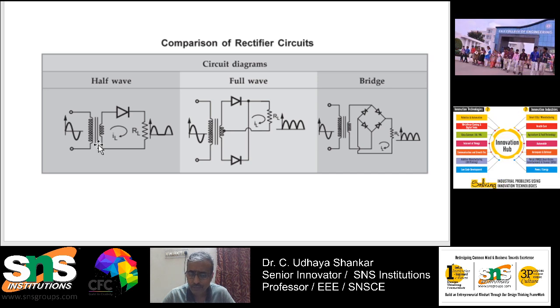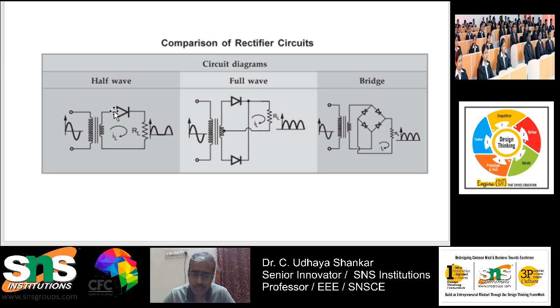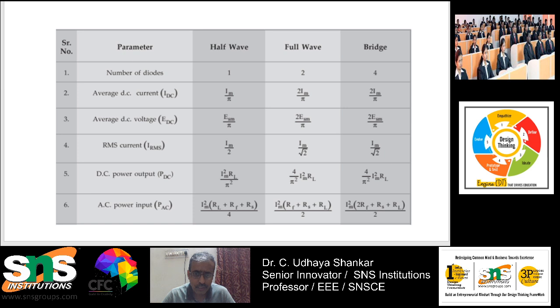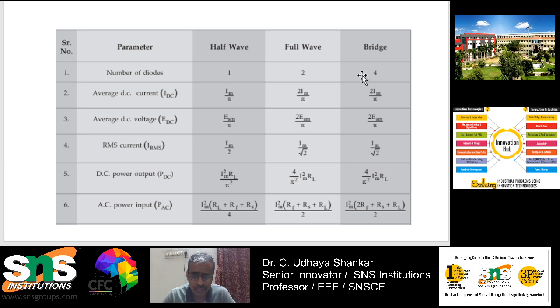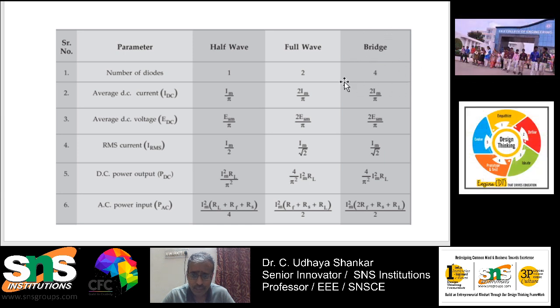Whereas in the case of the half wave rectifier, there is no complexity because you are using only one diode, but the problem is that efficiency is compromised. The cost is also less in the case of the half wave rectifier, because the number of components is also less. Next, these are some of the parameters for comparing the half wave, full wave and bridge rectifier. The number of diodes used in the half wave rectifier is 1, whereas in the full wave rectifier the number of diodes is 2, that is, a center tapped configuration. In the bridge configuration, the number of diodes used is 4.